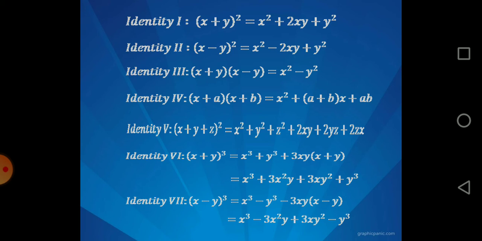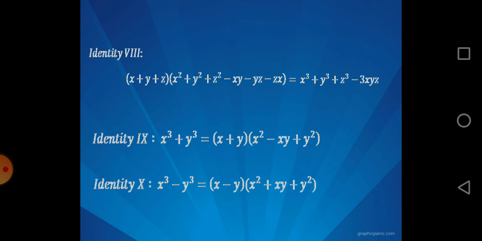Every student must observe the identities properly and then learn them by heart with certain ideas so that you do not forget them. So children, this is the most important thing. What you have to do now is to learn all the identities and be confirmed that you are able to reproduce every identity whenever required.